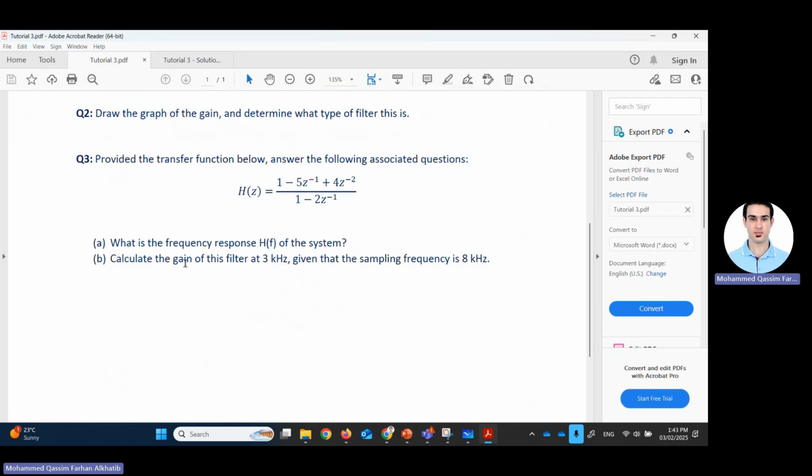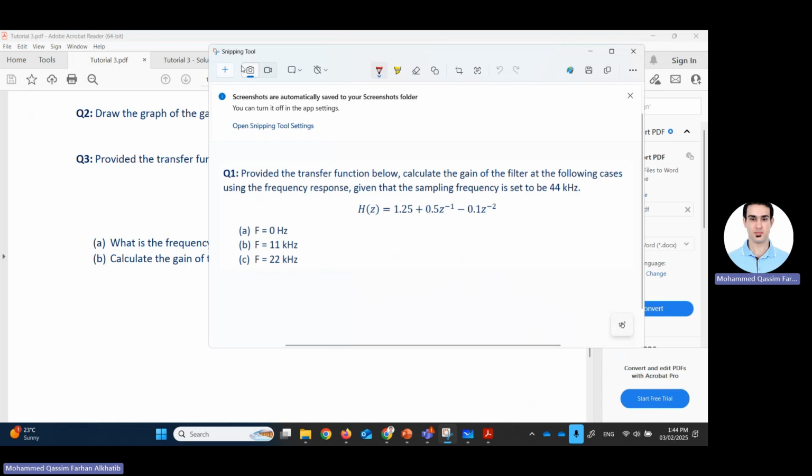Okay, last question. Provide the transfer function below. Answer the following associated question. What is the frequency response H of F? And calculate the gain of this filter at 3 kilohertz, given the sampling frequency is 8 kilohertz. All right, it sounds easy. Probably it is easy, but let's see the math behind it.